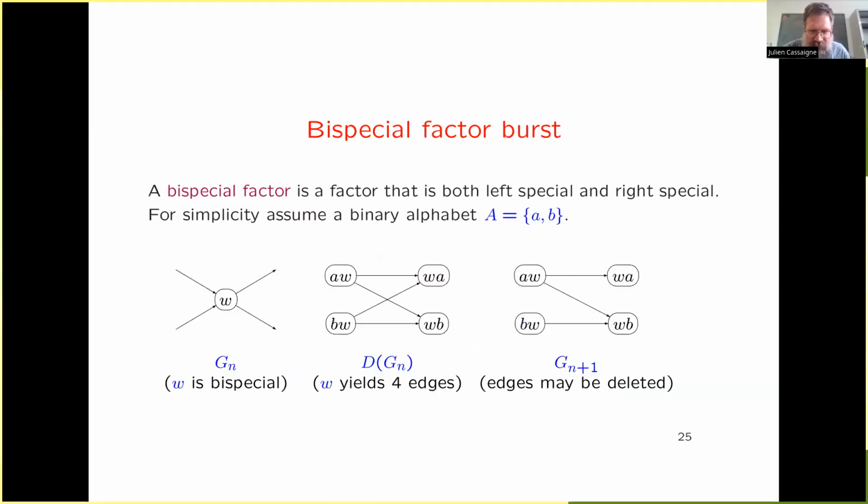And so we will come to the second case: when you have a bispecial factor and you go to Gn plus 1, then this bispecial factor is replaced by a certain number of edges. So in the binary case, at most 4, but some of them may not exist. And so there's a choice. Of course, for a given word, there's only a single Gn plus 1, but you may have two different words that have the same Gn and two different Gn plus 1.